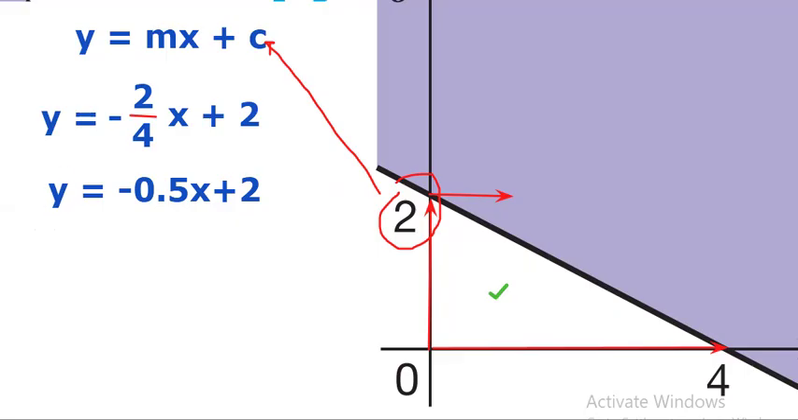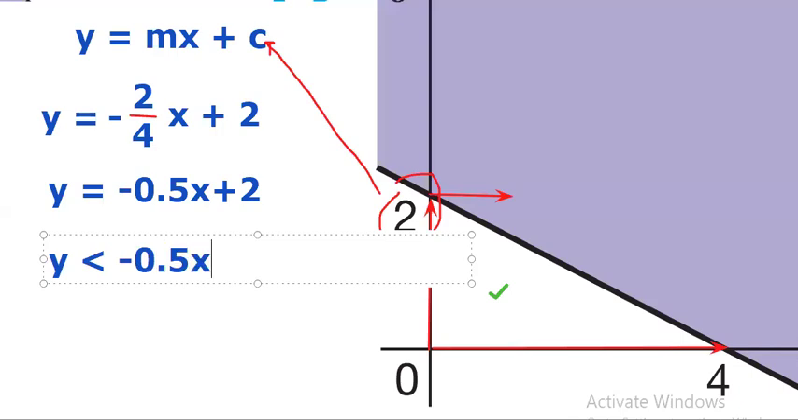So we're going to say that the y is smaller than this line. So let's write it like this. Y is smaller than, and we said it's smaller because it's under negative 0.5x plus 2. Now let me show you another method to check without saying because it's under or on top, okay?